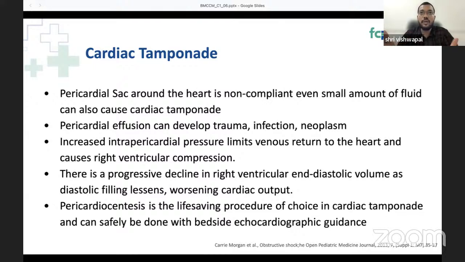So what happens then, the right ventricle diastolic and systolic function will be affected, and this will decrease the cardiac output, and so the patient might go into obstructive shock. So this is what cardiac tamponade says. The main treatment in cardiac tamponade is pericardiocentesis. It is a life-saving procedure of choice in cardiac tamponade and can be safely done at the bedside through echo.